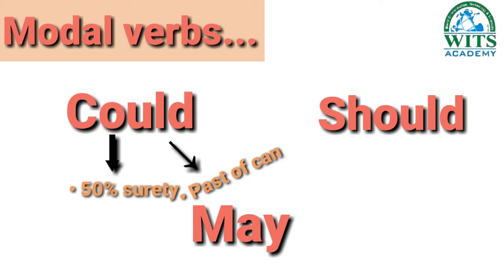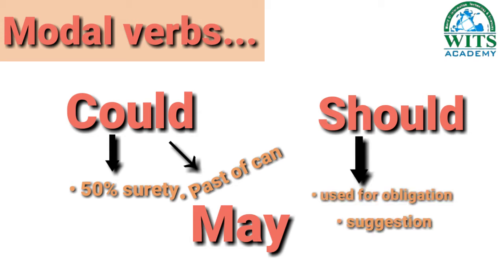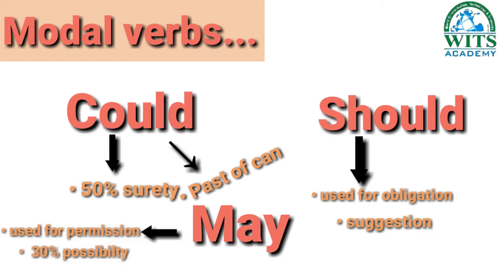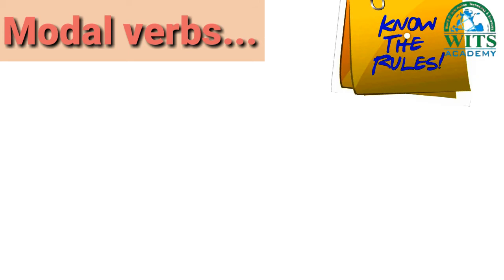So dear students, could shows the 50% possibility of something and is the past use of can. Should is used for obligation and suggestion. May shows the 30% possibility of something and is used for permission. So, I'm going to give you now 3 basic rules that you can follow to avoid most of the mistakes that are usually made with the modal verbs.